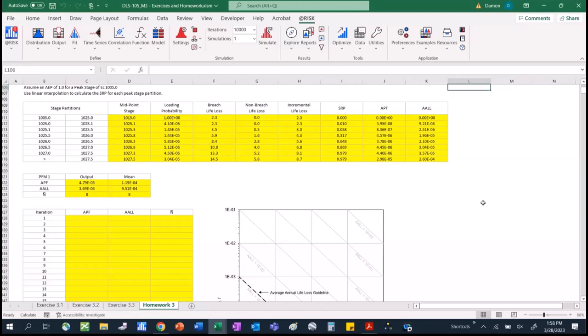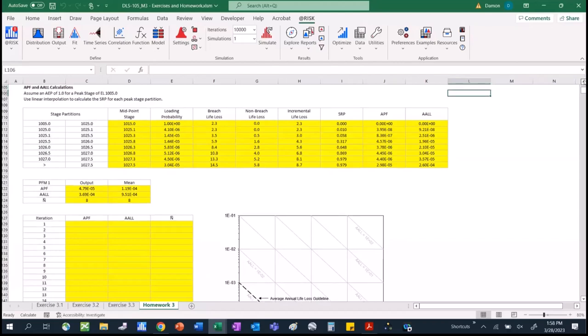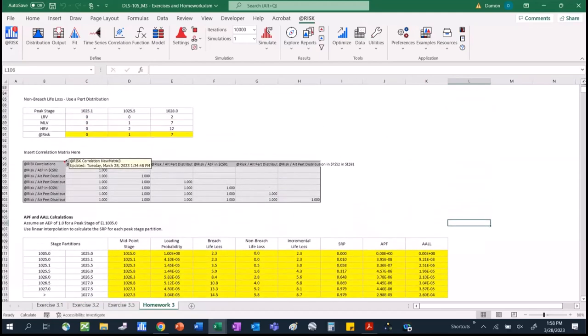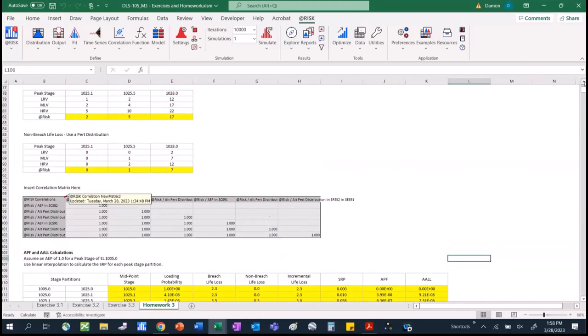Not zero? Yes. Breach life loss. Let's look at our input. So the reason it's not zero here, and it's not going to cause any issue for us, is that when we interpolate off of here, the first stage that we're using is 1025.1. So I don't have anything defined for 1025 and below. If I did, those should be zero.